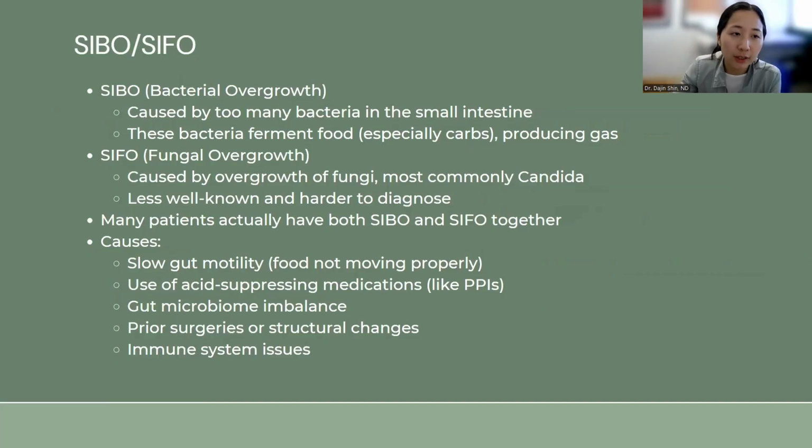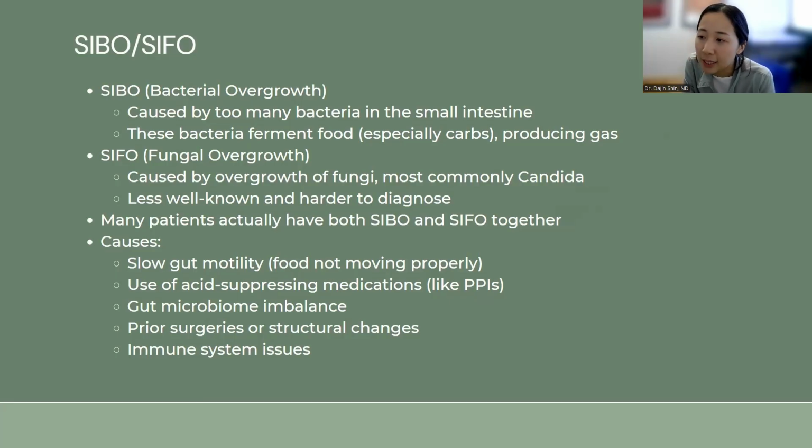And moving on to SIBO and SIFO. SIBO and SIFO are both forms of gut dysbiosis, where too many microbes grow in the small intestine, an area that normally has relatively low levels of microbes. With SIBO, the issue is bacterial overgrowth, and these bacteria can ferment carbohydrates and produce gas, leading to symptoms like bloating, gas, abdominal discomfort, and changes in bowel habits. And SIFO, on the other hand, involves fungal overgrowth, most commonly candida, and it's less well known and harder to diagnose, but symptoms can look very similar.